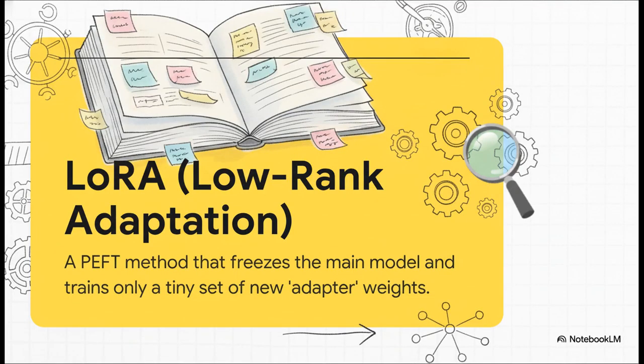And the solution that really took off is a technique called LoRA, which stands for low rank adaptation. Think of it this way. Instead of rewriting an entire textbook for every new subject, LoRA freezes that huge original model and just trains a tiny, tiny set of new weights, these little adapter matrices. It's like adding a few super smart sticky notes to the textbook instead of reprinting the whole thing.